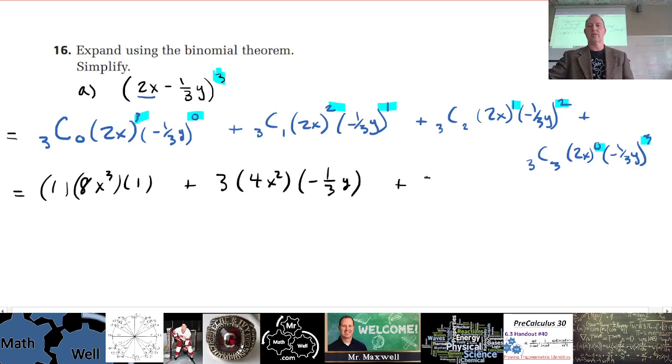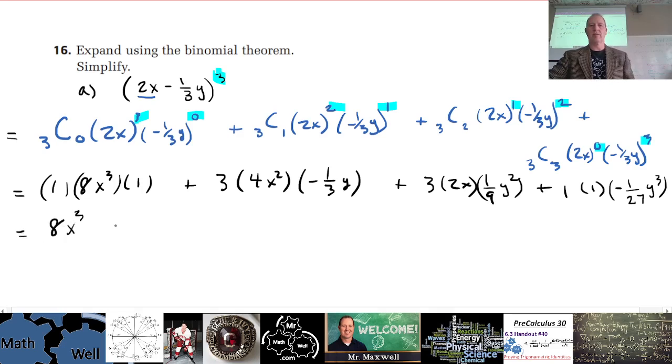3 choose 2 is also 3 times 2x. I would simplify this probably right now, which would be a good idea. So that's going to be positive because it's squared. 1 over 9 y squared. Plus 1 times 1 times negative 1 over 3 cubed is 1 over 27y cubed. So simplifying this, I have 8x cubed is my first term.